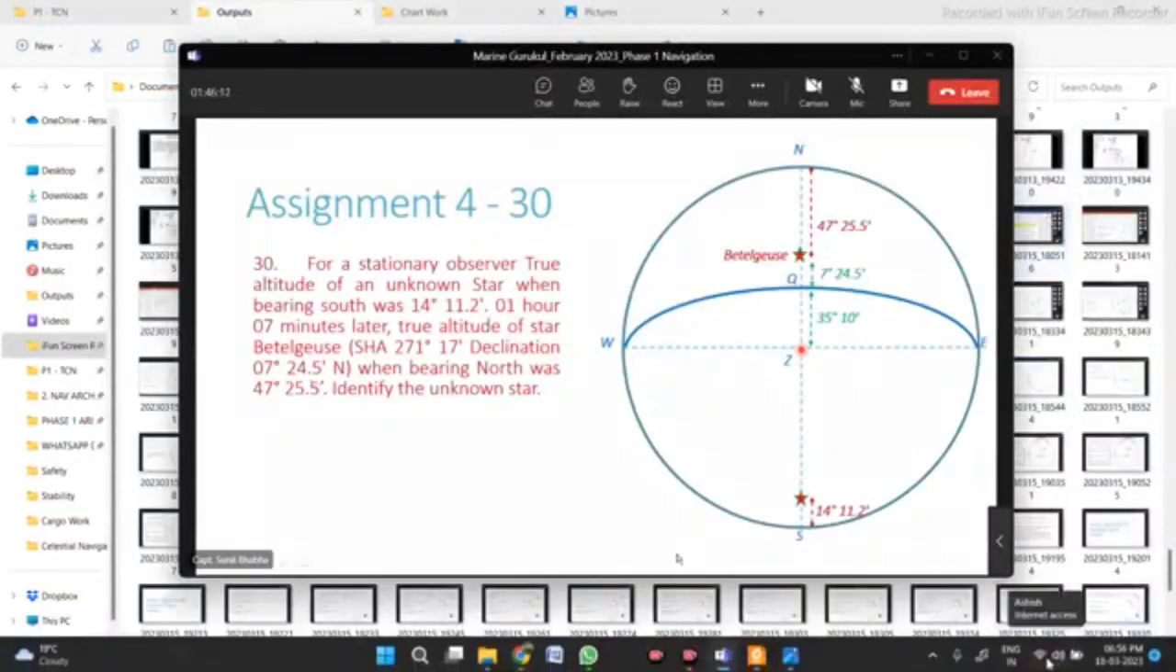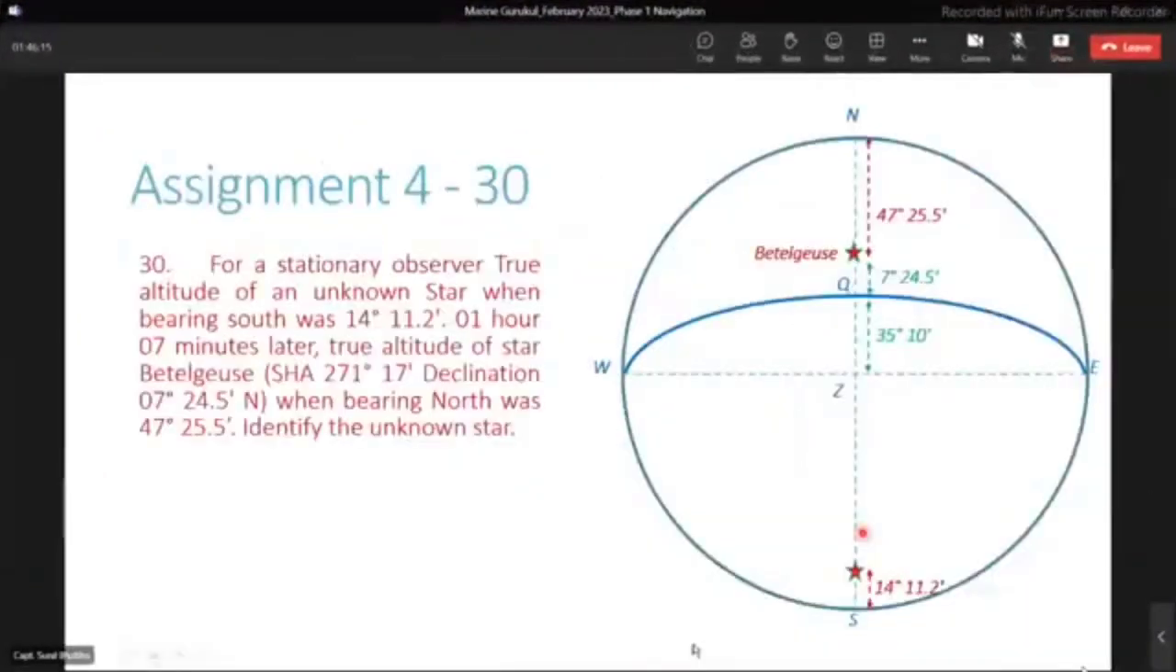Now once I know the latitude, I can mark off the pole also. The pole is 90 degrees away from the equinoctial and it has to be somewhere here. So this is where the pole is, and I know that the elevation of the pole or altitude of the pole, in this case S to P, has to be equal to the latitude of the observer, which is 35 degrees 10 minutes. So S to P is 35 degrees 10 minutes.